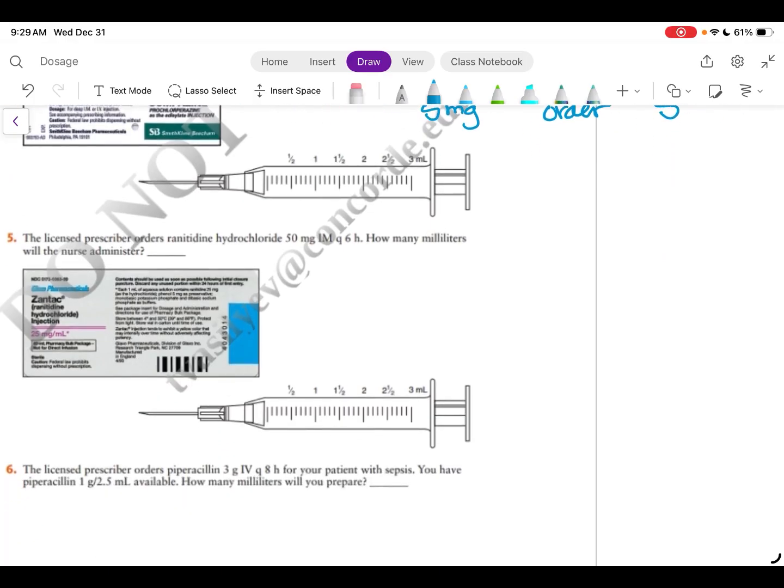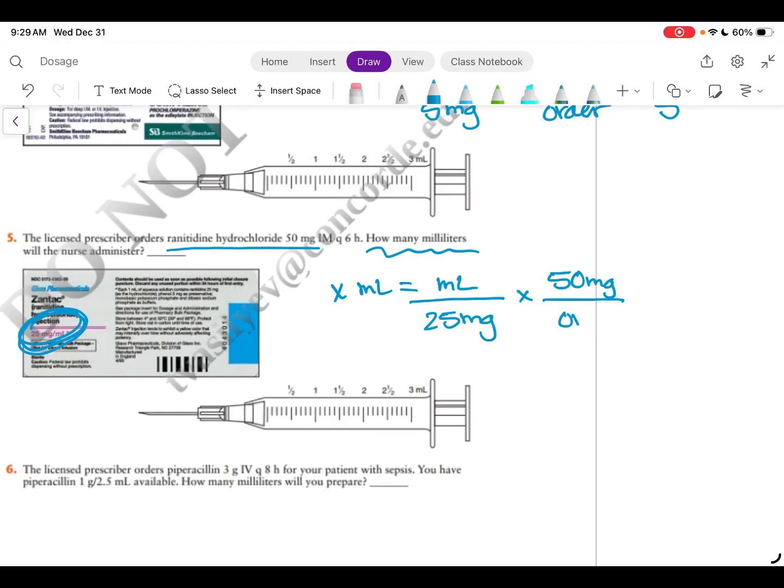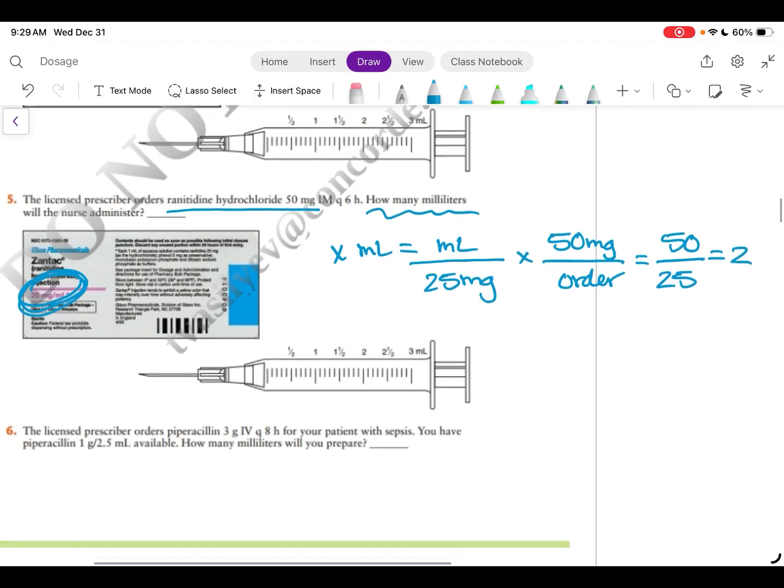Next one, you have an order for ranitidine, or Zantac is the brand name, 50 milligrams. How many milliliters are you going to give? Looking at my label down here, again in the pink or purple, it's telling me that 1 milliliter is equal to 25 milligrams. Your order is 50. So 50 divided by 25 is going to give you 2 milliliters. Okay.